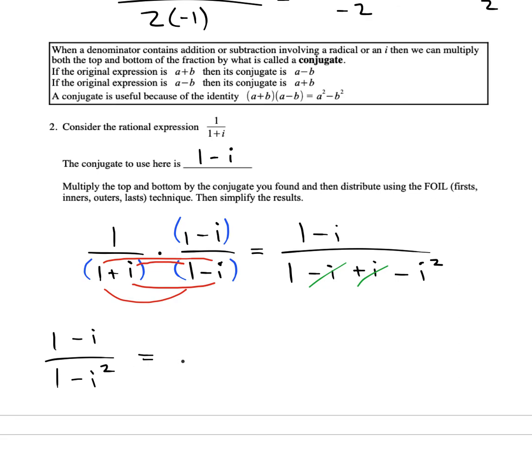i squared can be replaced with -1, but don't forget that there's a negative on the outside of the i squared, which makes it like a double negative when you replace i squared with -1. And we'll have 1 minus i over 1 plus 1, which is 2. And that's a fine way to write it. We could also write it as 1/2 minus 1/2 i.